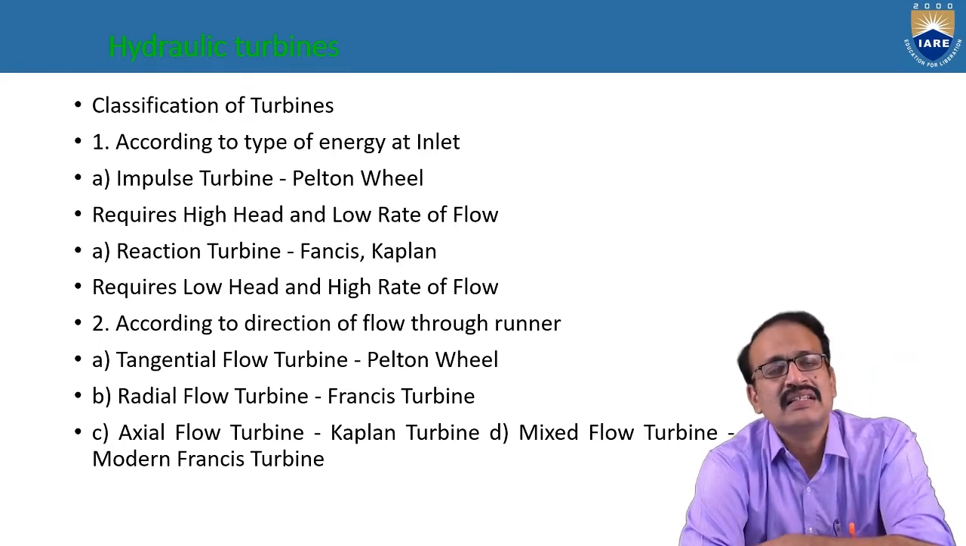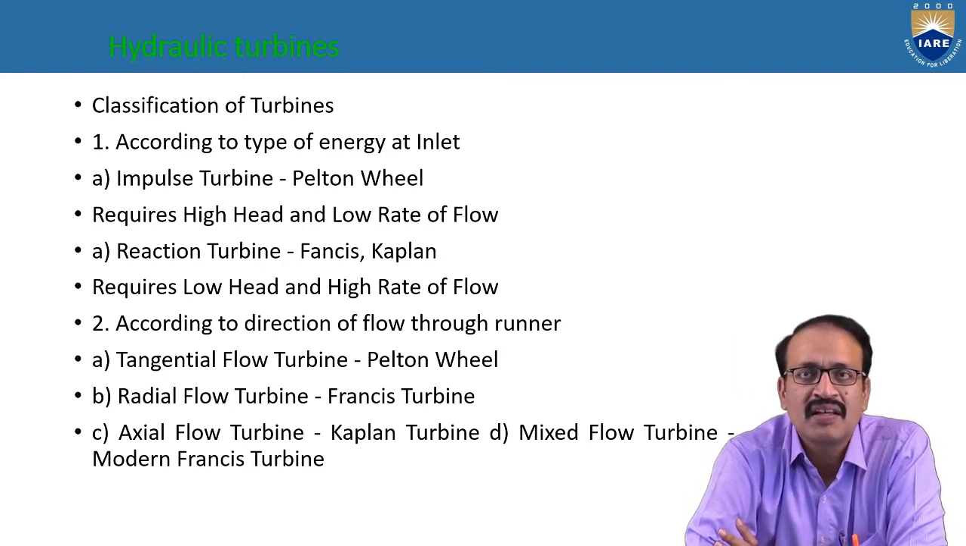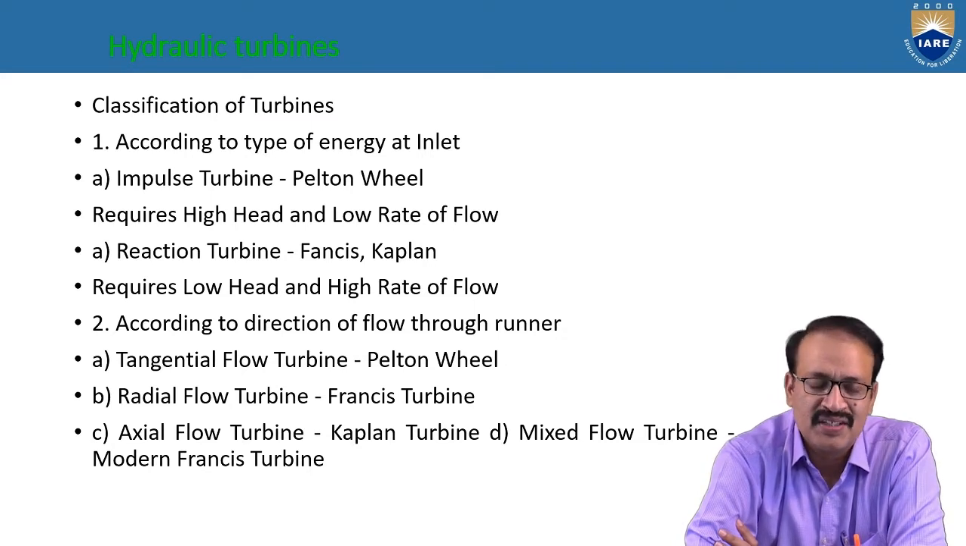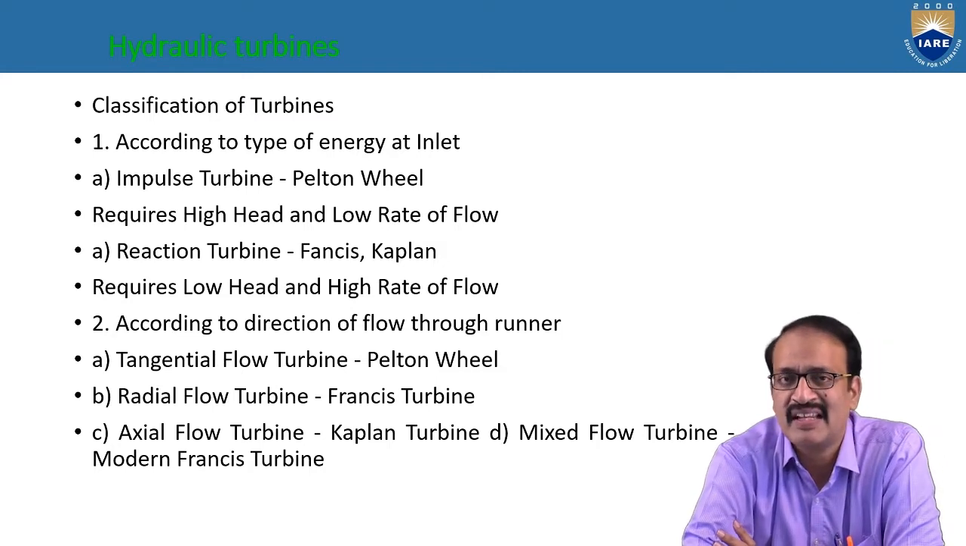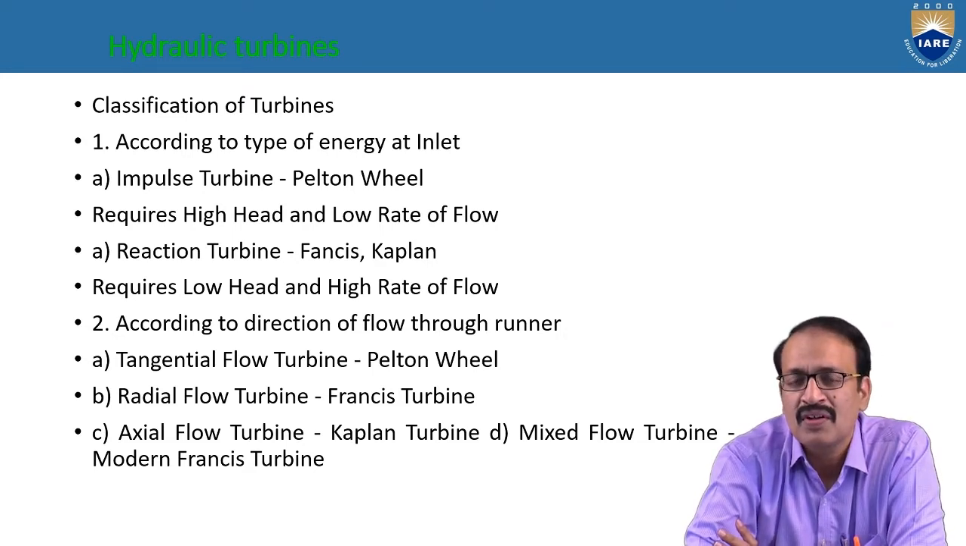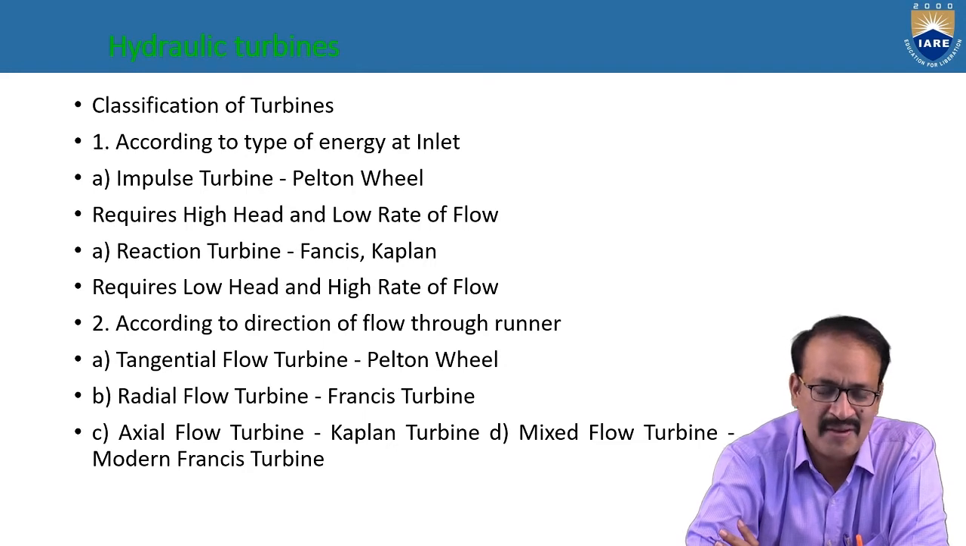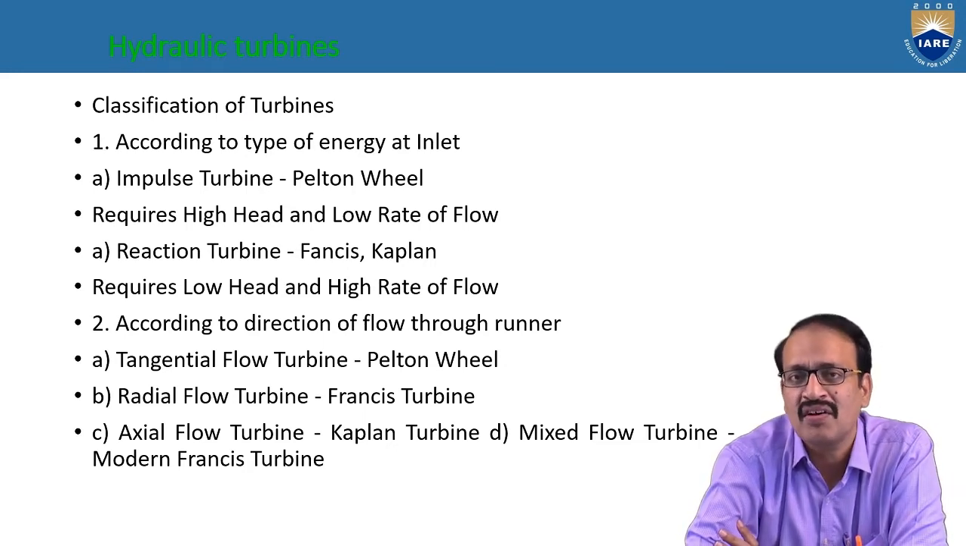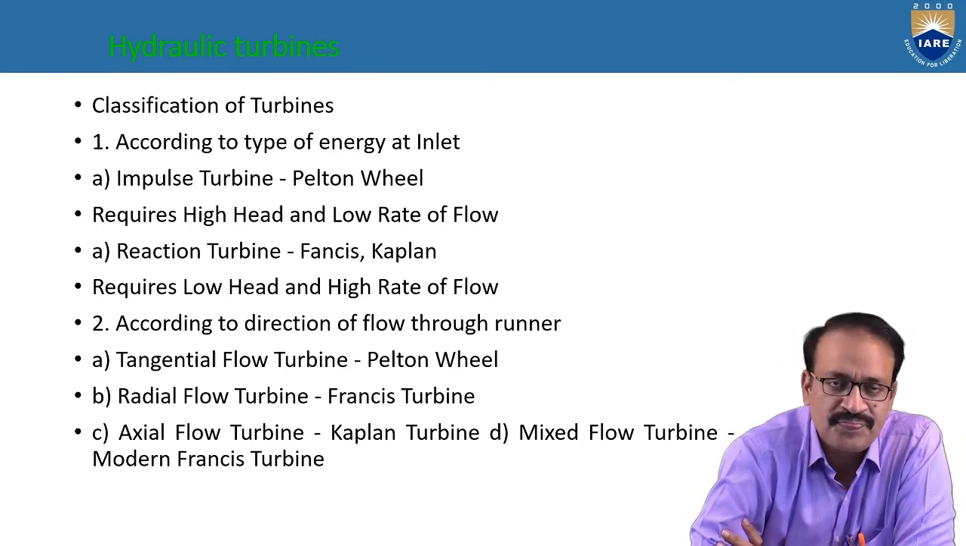The second type, based on the type of energy at the inlet, is the reaction turbine. Here we require low head and high rate of flow, which is exactly the opposite. So the Pelton wheel we use for high head and low rate of flow. The Francis and Kaplan turbines we use in areas of low head and high rate of flow.